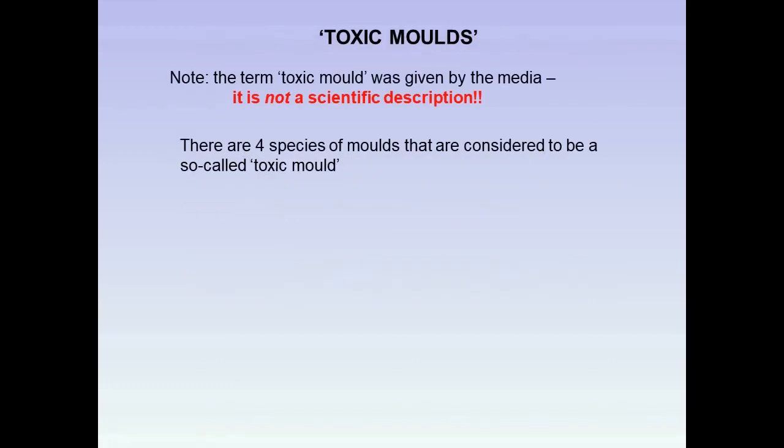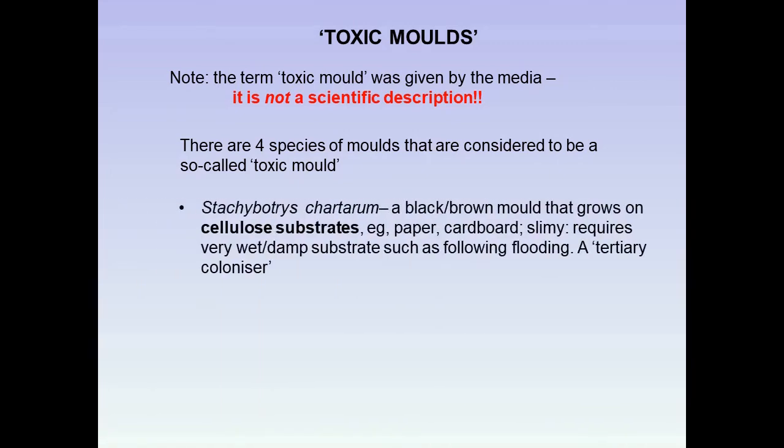We now come to the term toxic moulds. This term was given by the media. It is not actually a scientific description. There are 4 species of moulds that are considered to be in this group. Stachybotrys chartarum, or Stachybotrys atra. It's a brown-black mould that grows on cellulose substrates. It's very slimy, and it requires very wet, damp substrates such as following a flood. In other words, it's a tertiary colonizer.